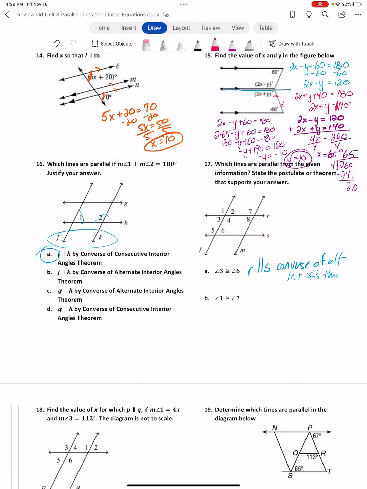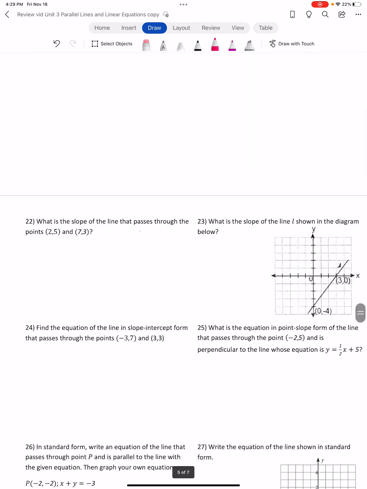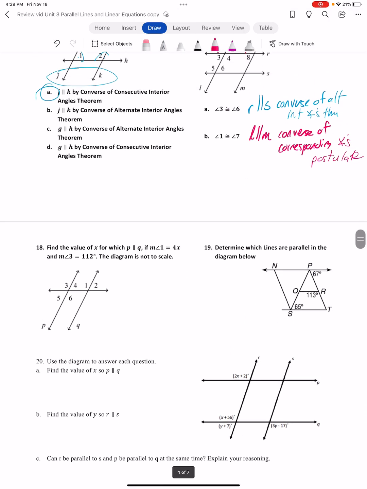The next one, number 7, is I know angle 1 is congruent to angle 7. So I know L is parallel to M, and that's going to be the converse of corresponding angles postulate. So that's that. Okay.